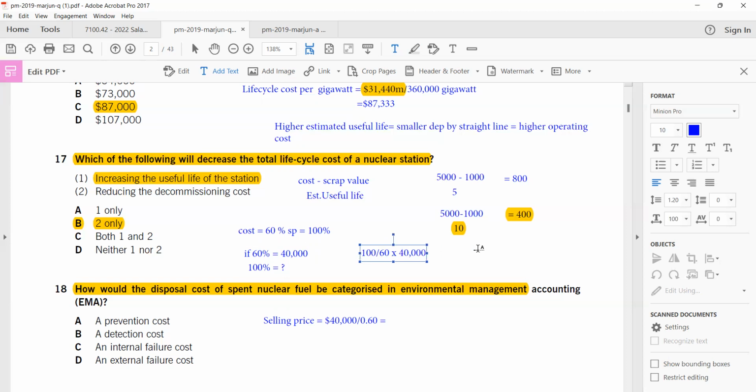What answer are we getting? Hello, what answer are we getting? You guys are not helping to get the figures. So I go 0.15. 100 over 60 times 40,000. That's what I'm talking about.